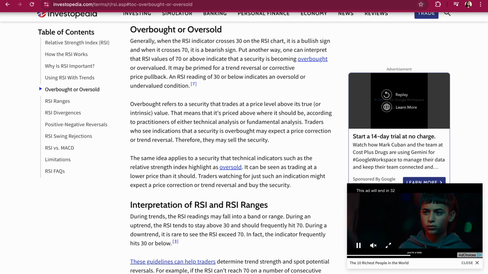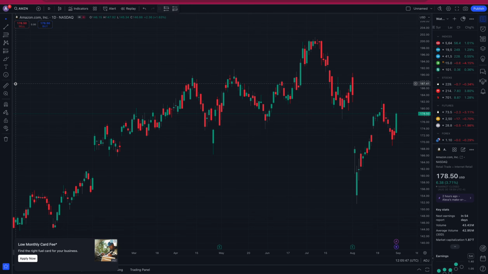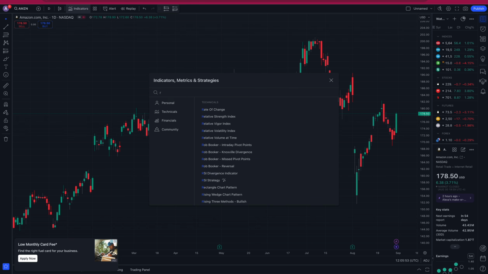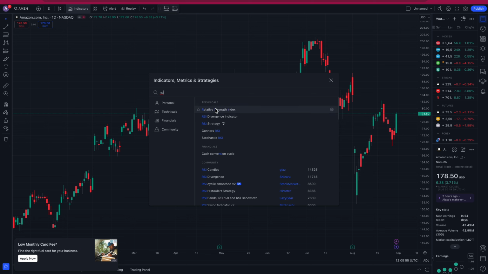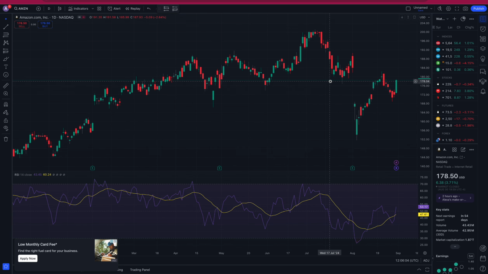So I'm looking at TradingView, and I'm going to add an indicator, RSI, and I'll take the first one. I'll just mark it. So this opens up this one.